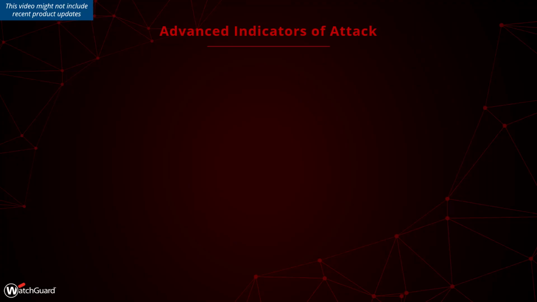In this video, we will look at advanced indicators of attack. As a reminder, indicators of attack detect suspicious and anomalous activities that are high risk and likely to be related to an attack. Examples include disabling Windows Defender, dumping system credentials, and brute forcing logins using RDP.